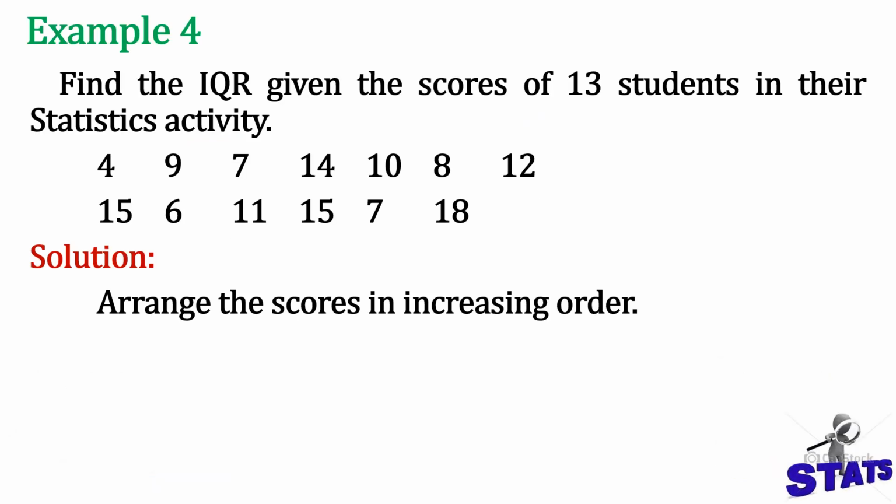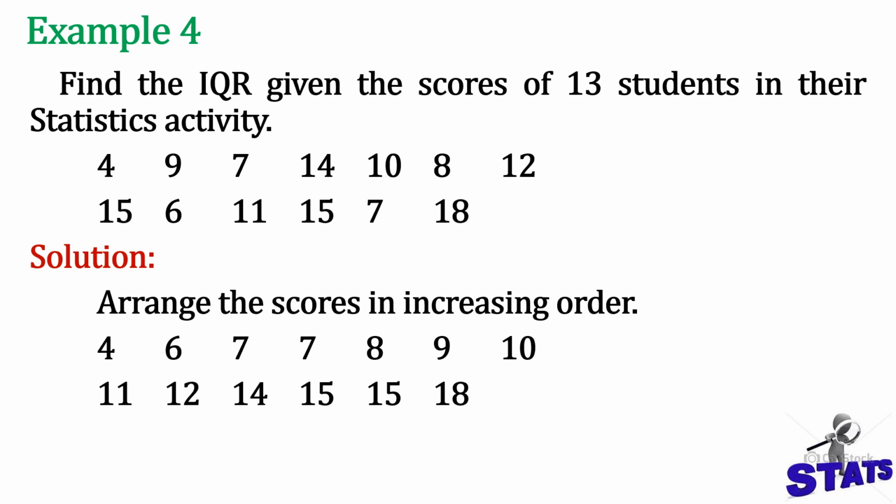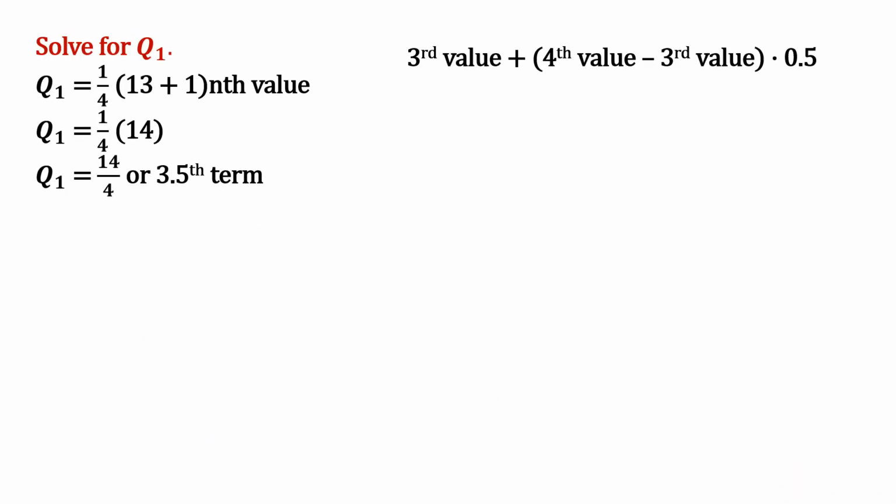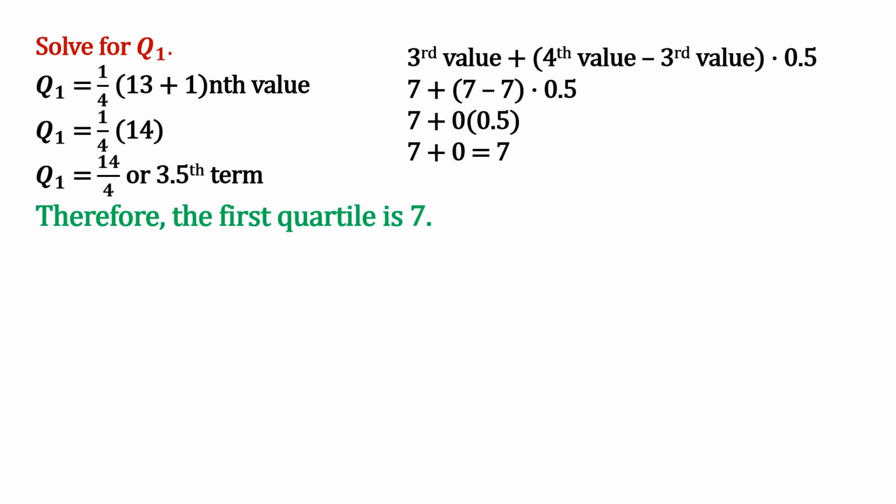So, for example, ito yung ating set of data. Find the interquartile range given of 13 students. Pag kukunin natin yung middle 50%, kukunin po natin yung interquartile range. First step is arrange po natin ang ating data into increasing order. As you can see, naka-arrange na po sila. So, total number of students, or score, is 13. So, Q1 natin using the formula, we have the 3.5. Okay? Ibig sabihin yung pangatlong term.